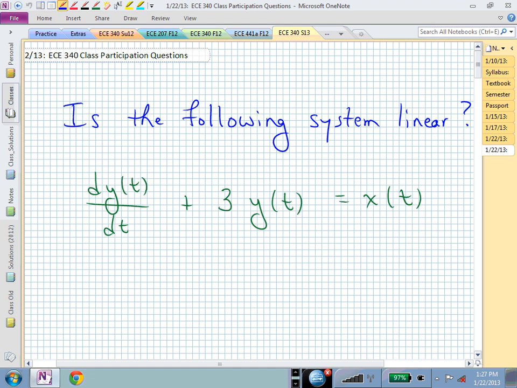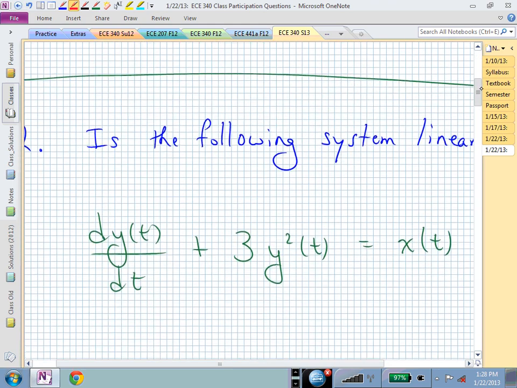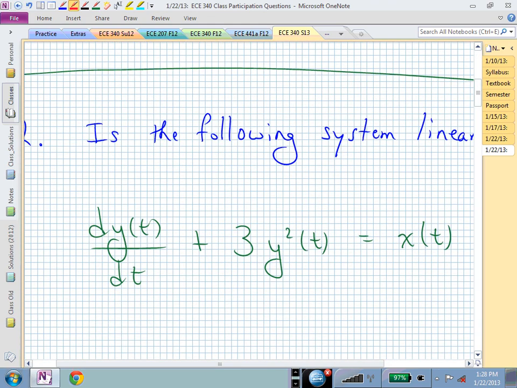Well, thermal systems can be linear also. So we could model a system that's thermal and it could be linear. I think you told me that this was a linear system. So let me just go ahead and say this is a yes. It is linear. All right. Is this system linear?